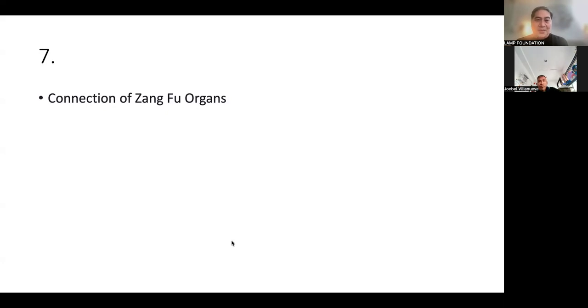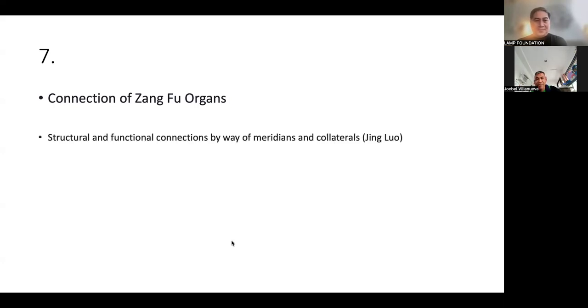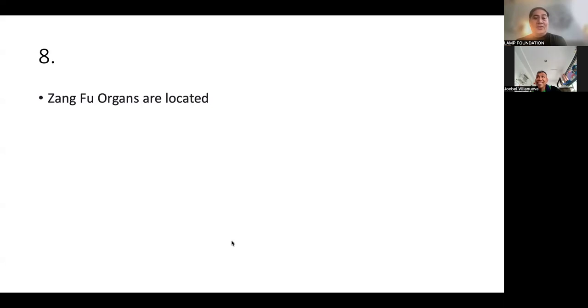Wastes. Okay. Connection of the Zang Fu organs. How are they connected? So, Zang Fu organs are connected via structural and functional connections by way of meridians or jingluo and collaterals. Okay, where are the Zang Fu organs located? So they're located in the interior, but their physiological activities and pathological changes are reflected on the exterior.